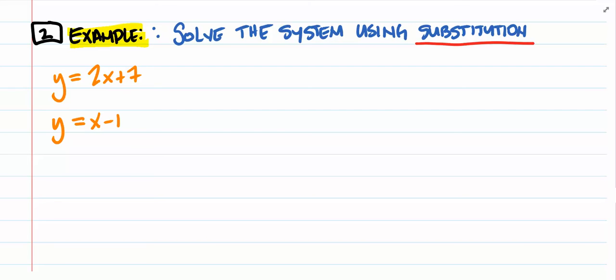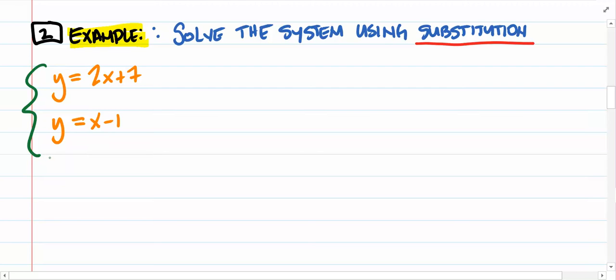Box number 2 is another example. It says solve the system using substitution. Okay, so here's my system. In my first equation, I see that y is equal to 2x plus 7. In my second equation, I see that y is equal to x minus 1. Well, notice that in both equations, y is solved for.